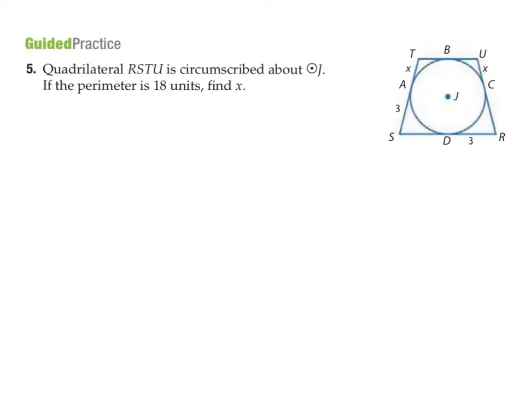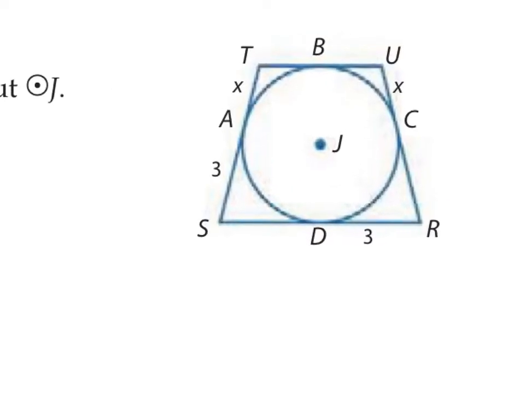All right, in this one they tell us the perimeter is 18 and we're trying to find out what x is. So let's zoom into this picture here and start writing down some things that we know about this. Well, I know that if AT is x, then TB also has to be x. Also, if UC is x, then BU also has to be x. And if AS is 3, then SD has to be 3. Same thing with this side, it also has to be 3.